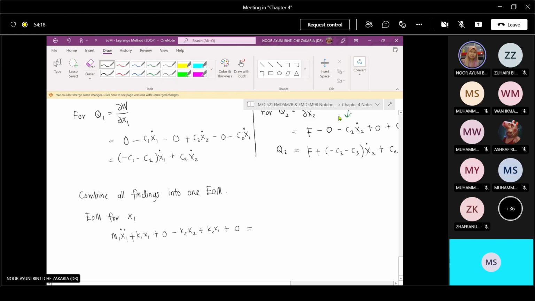Equal to Q. So my Q will be negative C1, negative C2, X1 dot plus C2, X2 dot. If I do the arrangement properly, I will get plus C1, C2, X1 dot minus C2, X2 plus K1 plus K2 with X1 and then minus K2 with X2 is equal to 0.